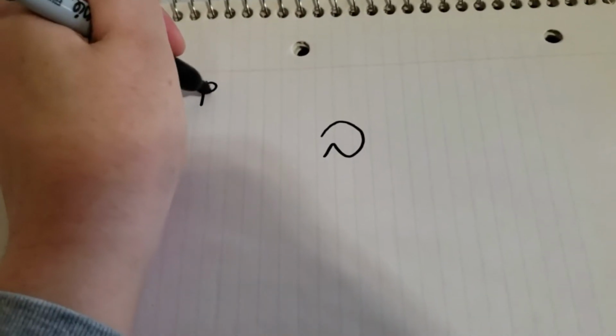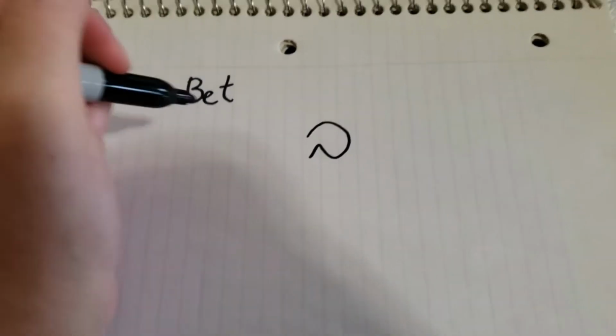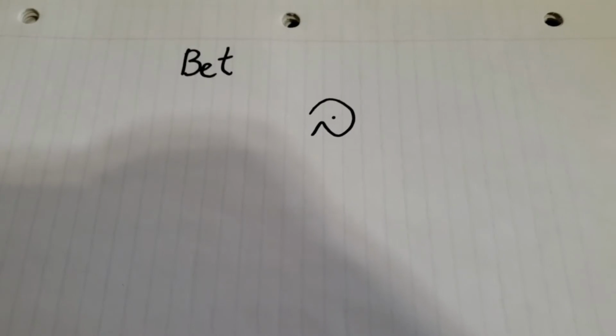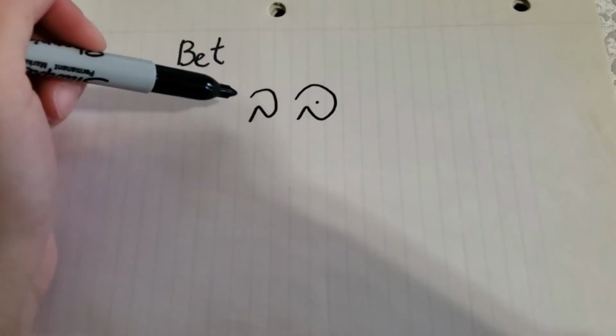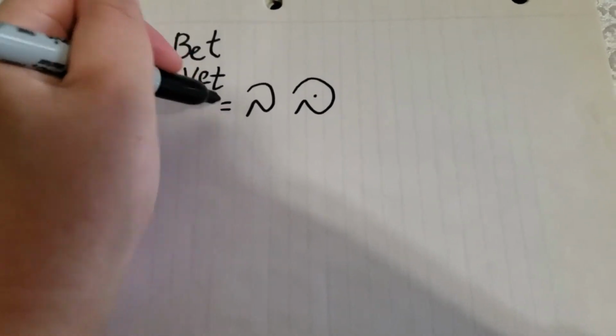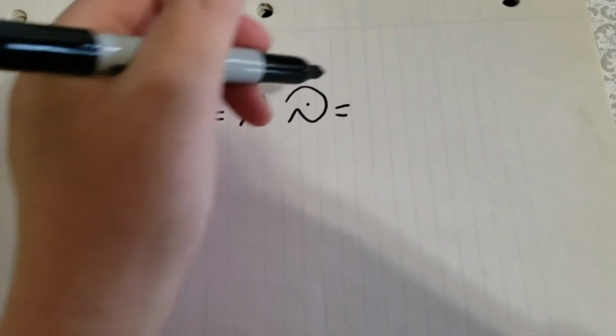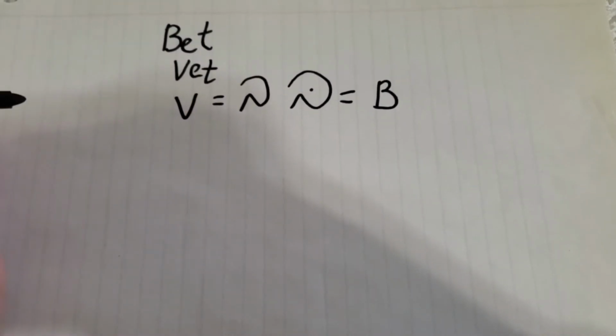Next letter is Bet. Like, I bet it's gonna rain today. Bet. Okay, so this is a letter that has two ways of writing it down. So we have a bet and we have a vet. Bet is with a dot, vet is without a dot. Bet sounds like B, banana. Vet sounds like V, Victor.